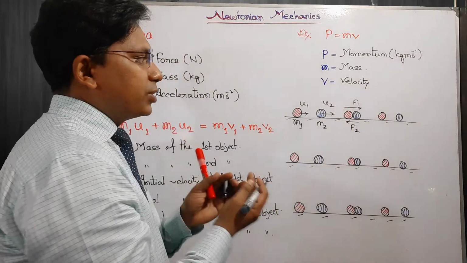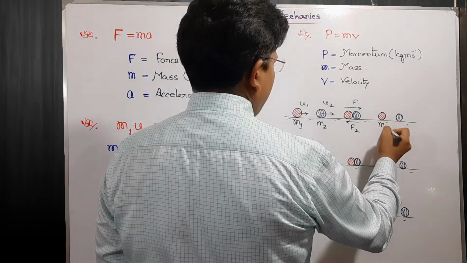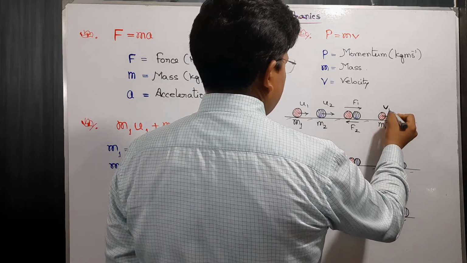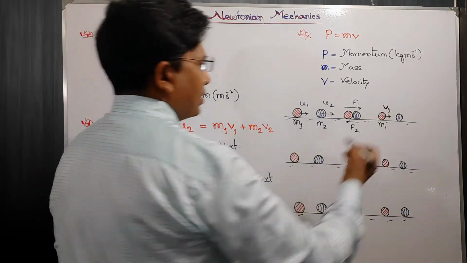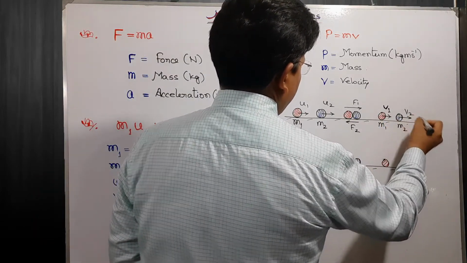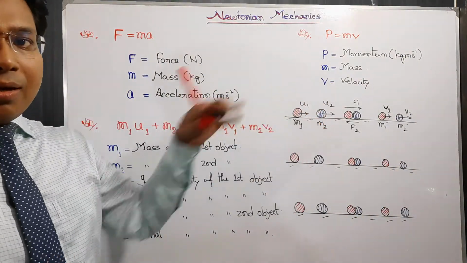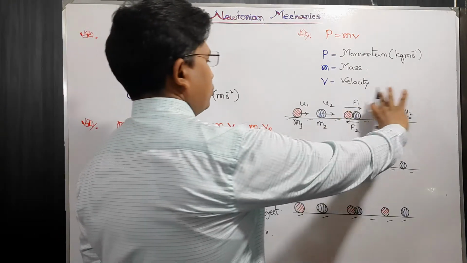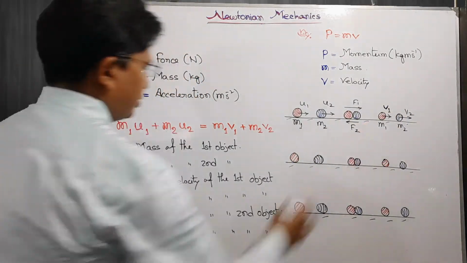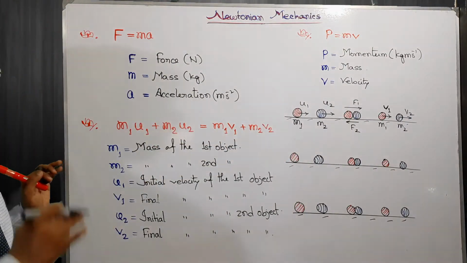After this collision, the first object, m1, gains another velocity, the velocity change being v1, and the second one also changes its velocity to v2. For this equation, this portion is known as before collision, this portion is after collision, and this is the moment of the collision. For this phenomenon, we confirm this equation.